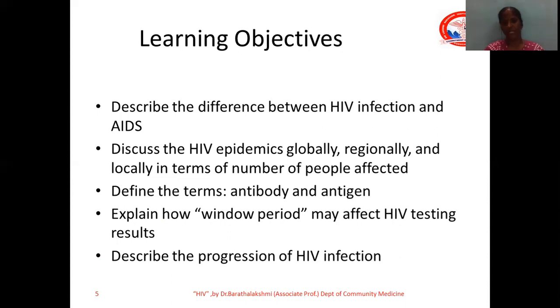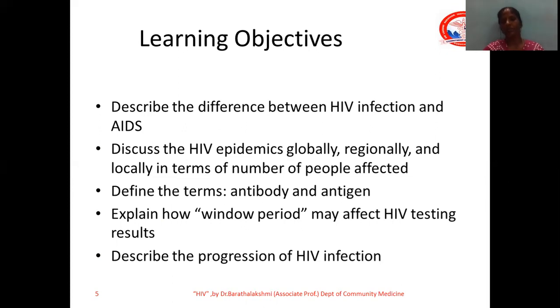The high prevalence states are Maharashtra, Karnataka, Tamil Nadu, Andhra Pradesh, Manipur, and Nagaland. Mainly in Manipur and Nagaland, the northeastern states, the reason for this active transmission or the high prevalence is the high incidence of intravenous drug use.